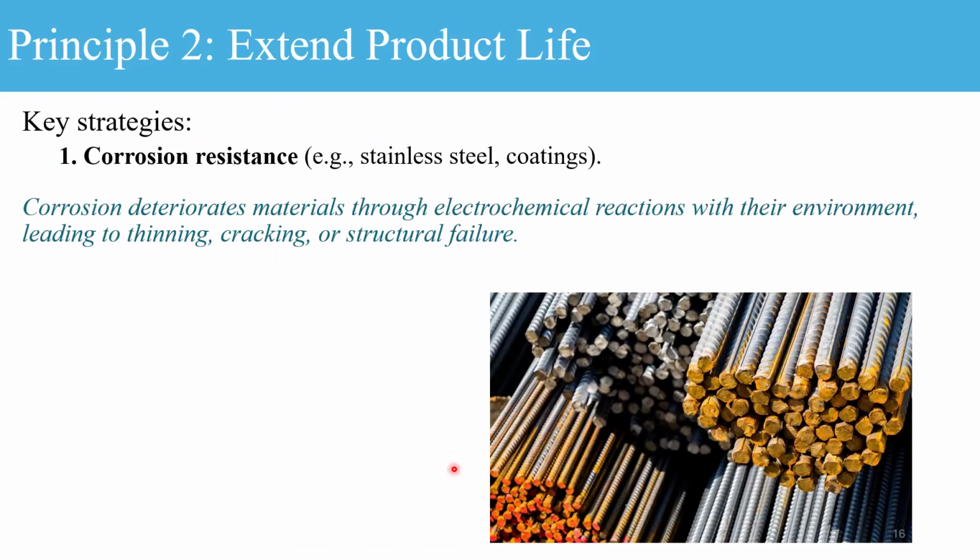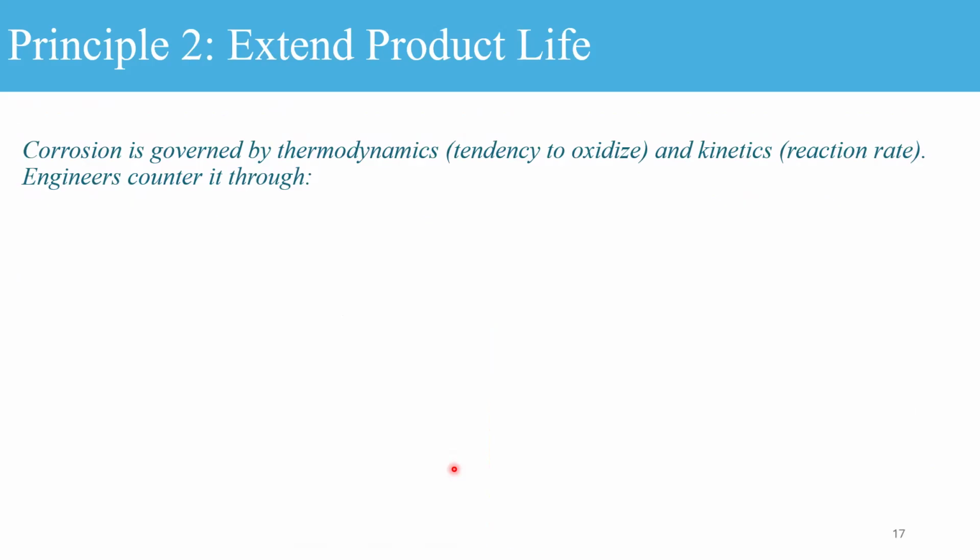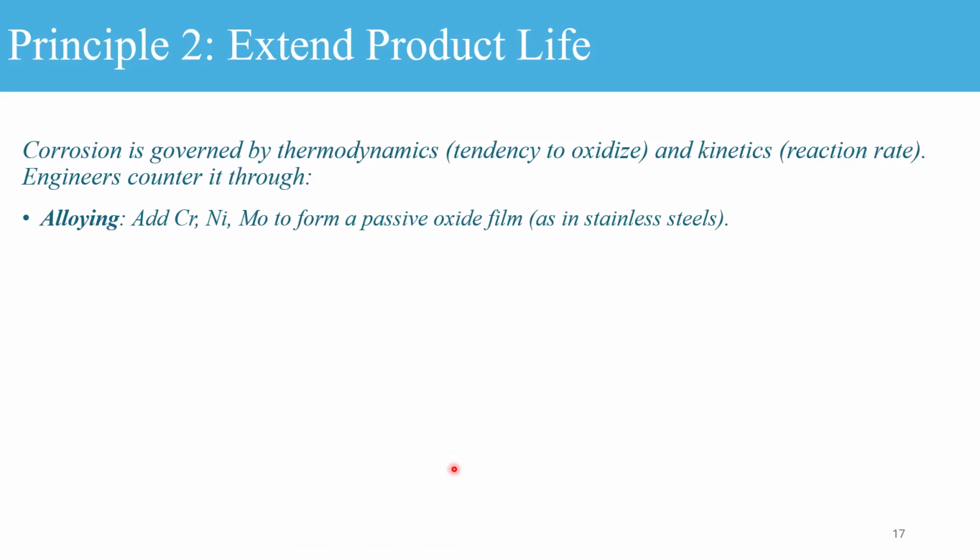Here the idea is that corrosion deteriorates the material through electrochemical reaction with their environment, leading to thinning, cracking, or structural failure. And improving corrosion resistance thus prevents premature replacement and reduces both the maintenance cost and the embodied energy. Corrosion is governed by thermodynamics, which is the tendency to oxidize, and kinetics, the reaction rate. And engineers counter corrosion through multiple different techniques such as alloying.